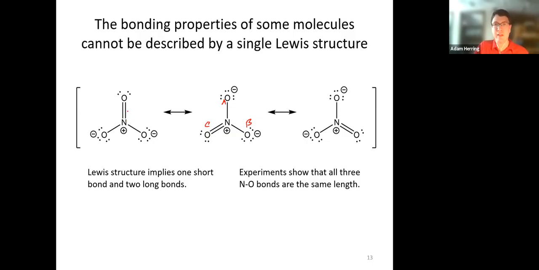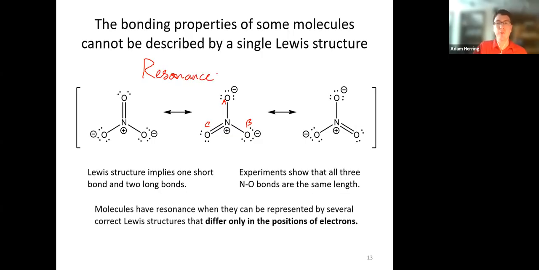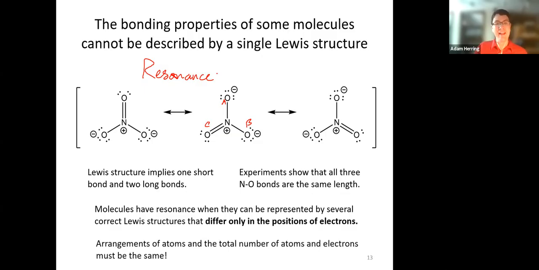So we need to account for the fact that we could have drawn it in multiple different ways, yet they are all still valid. So this is what we call resonance. Resonance is when we have multiple representations of Lewis structures that are correct and that differ only in the positions of the electrons. The arrangements of the atoms and the total number of atoms and electrons must stay the same. So you'll notice that each of these is still nitrogen with 3 oxygens, and we can label them ABC, ABC. The number of electrons are the same, the number of atoms are the same. However, we can see that there is a difference, and that's what we call resonance.